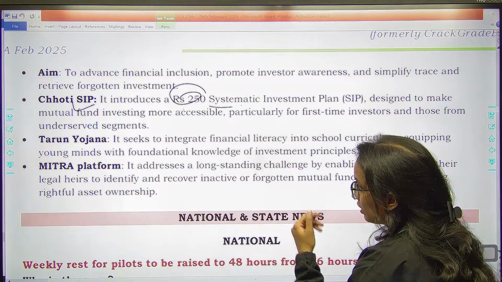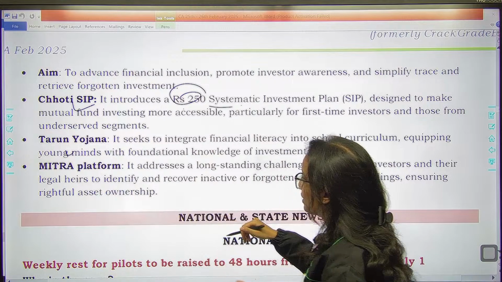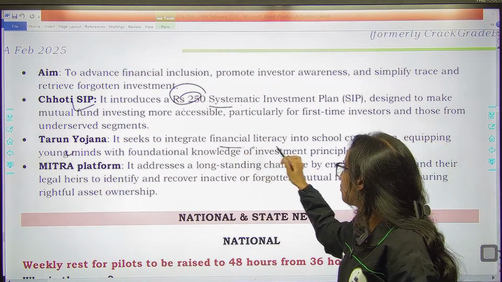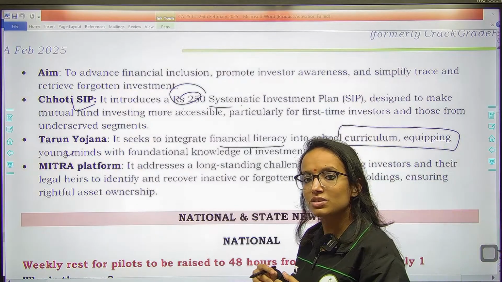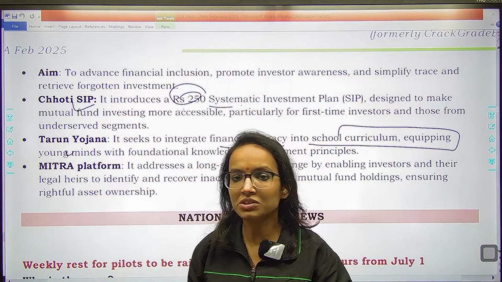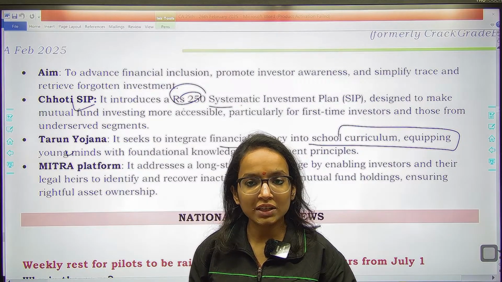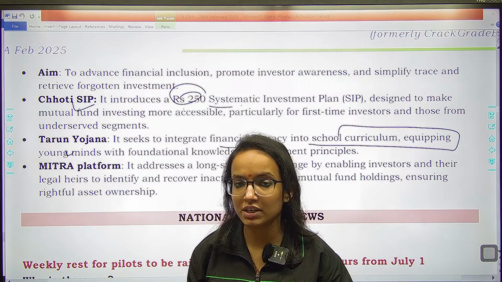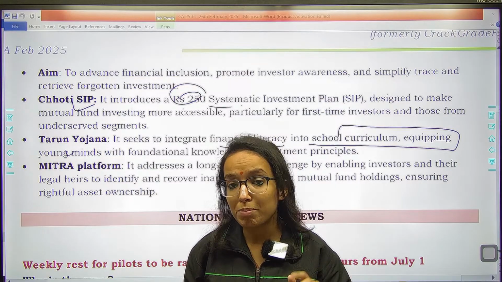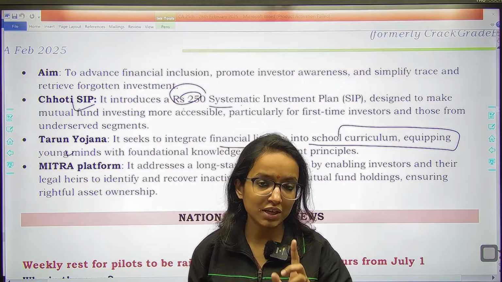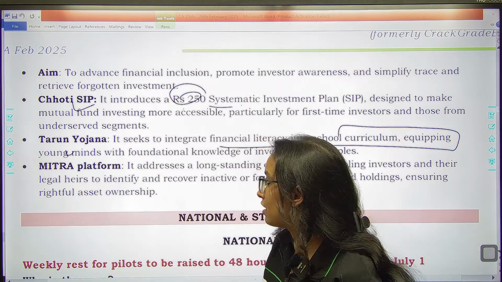Financial inclusion, choti SIP. Second is Tarun Yojana. It seeks to integrate financial literacy into the school curriculum. How you can make students aware of financial literacy. Financial literacy is very, very important nowadays, right? Whether you know history, you know politics, you don't remember the figures of the past, but financial awareness and financial literacy is very important so that you can plan your finances and money accordingly.